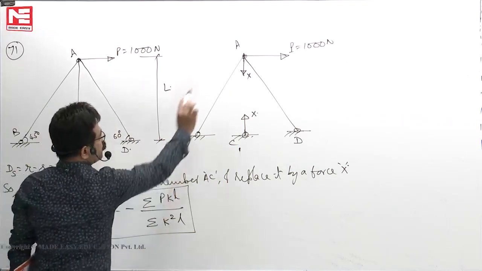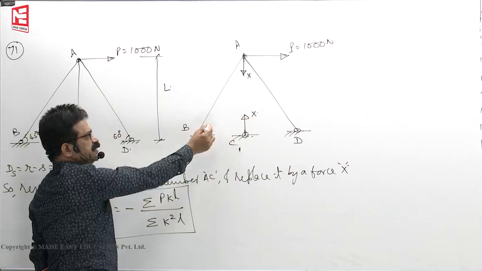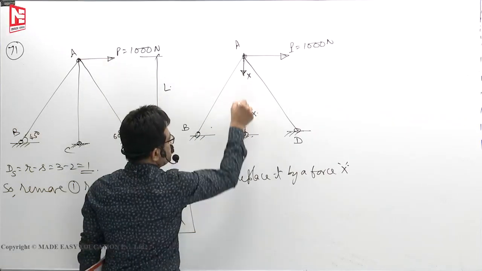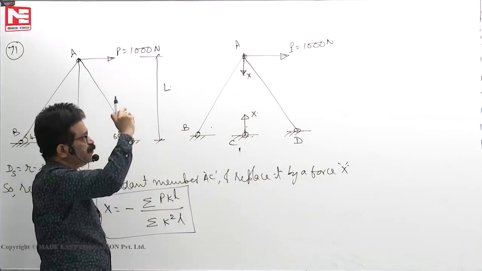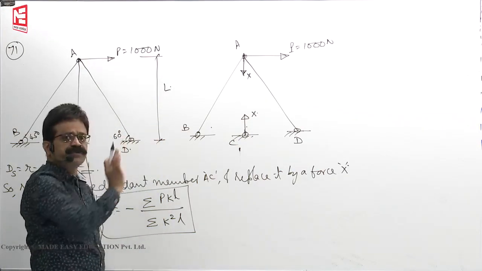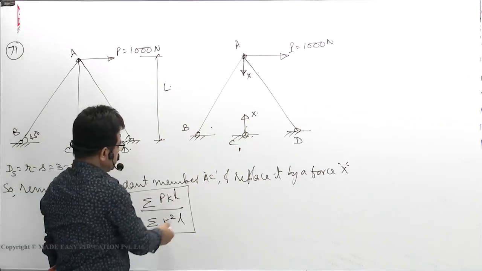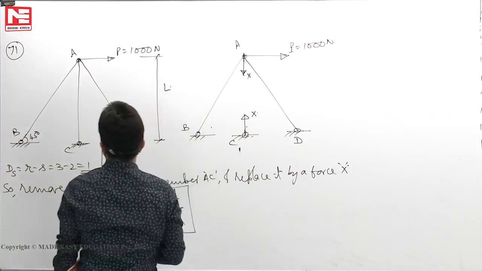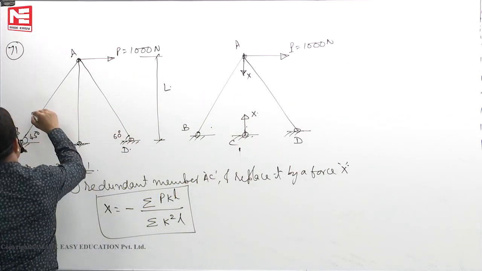P means forces in all members in the determinate structure. K means forces in all members due to unit load placed at the joints where you have removed the force. L is the length of the member, by K square L. Okay, so this is L root 2 into L, you will get it.